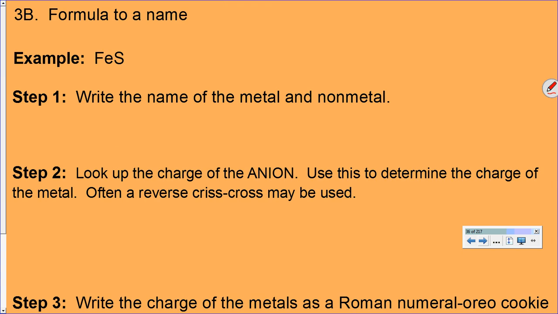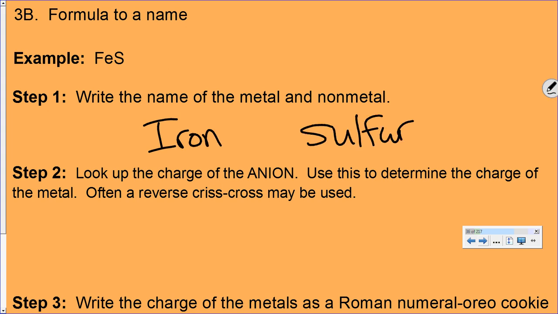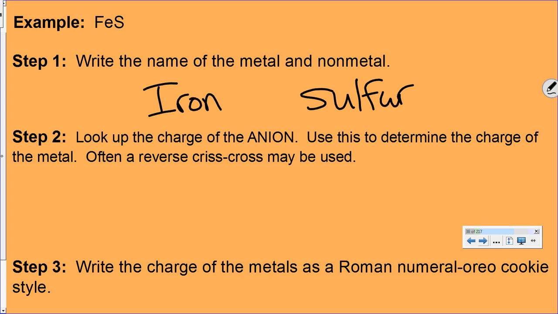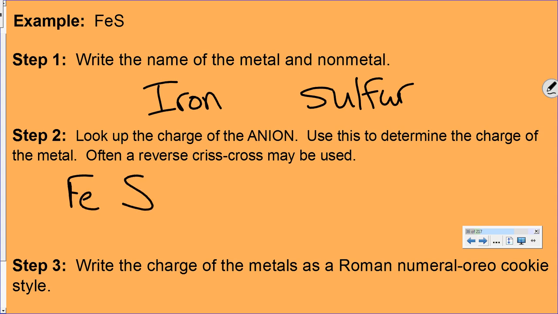Now, when you go from formula to a name, when we do these separately, you'll know, oh, I need a Roman numeral because Miss Spencer told me to. We will actually discuss how you identify this when we group some of our different types of naming together. So what we do first is we say, okay, I've got iron and I've got sulfur. The reason you need a Roman numeral is because iron has multiple charges. So we'll talk more about that identification later. But we actually have to determine what iron's charge is in this particular formula. So we have one Fe and we have one S.